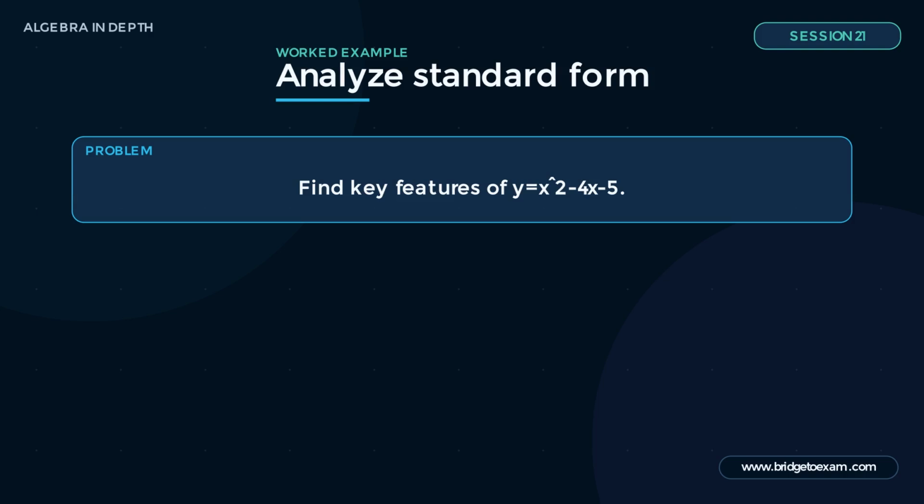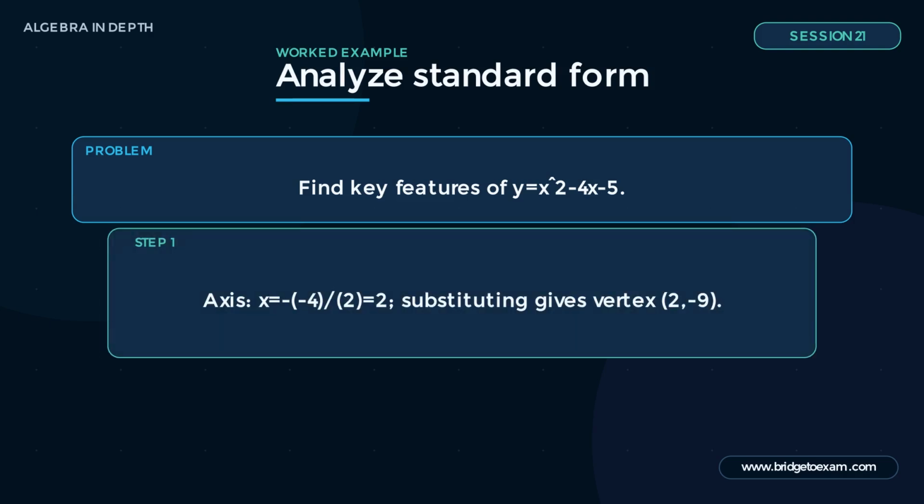Worked example, analyze standard form. Find key features of y equals x squared minus 4x minus 5. Step 1. Axis, x equals minus negative 4 over 2, equals 2. Substituting gives vertex 2, minus 9.